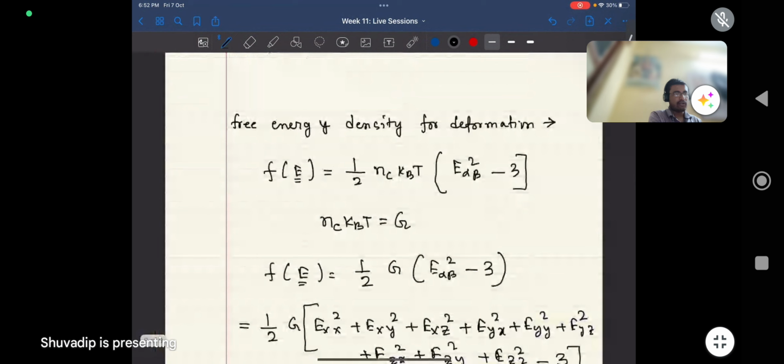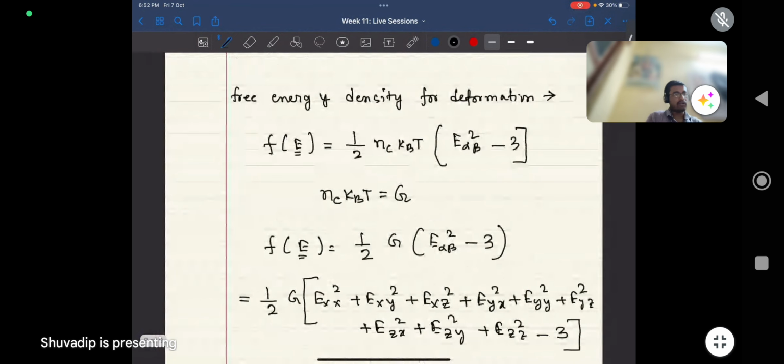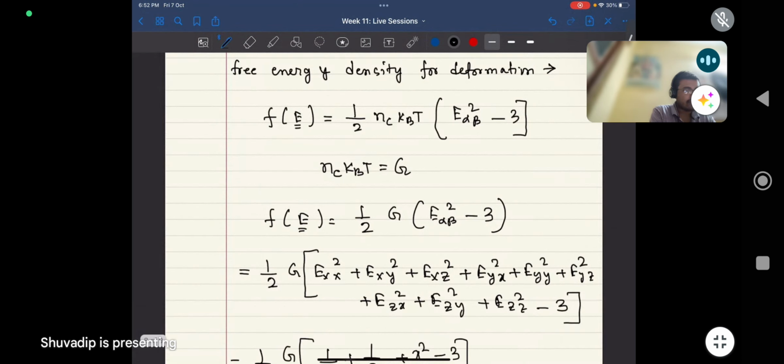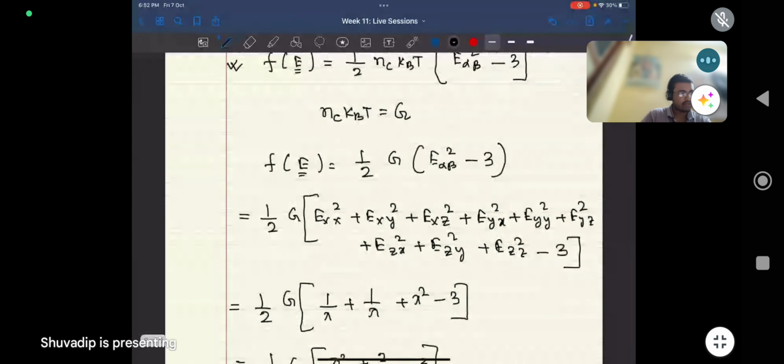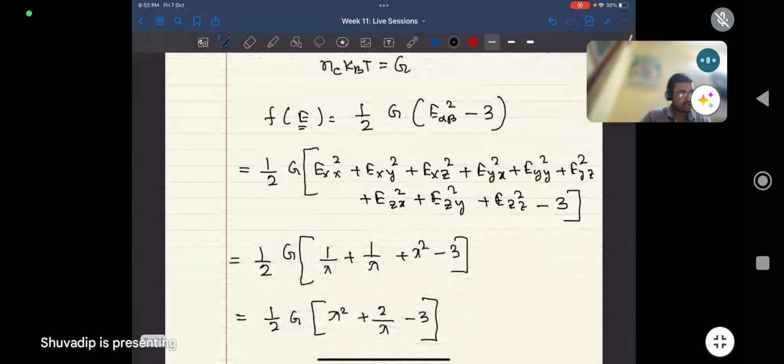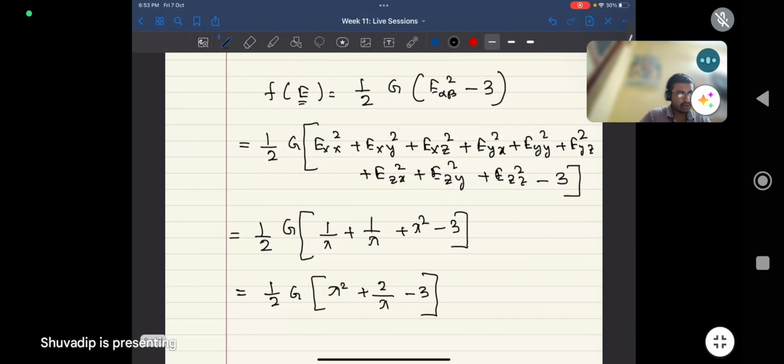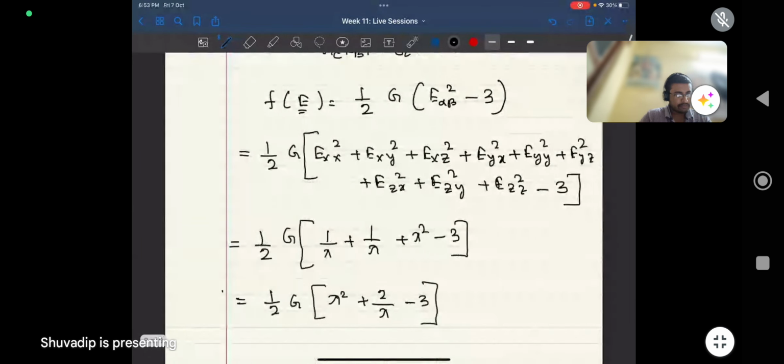Then we have used this formula of free energy, which is derived in the earlier lectures. You can see the lectures if you don't remember this formula. So if E is half G, this E alpha beta whole square minus 3. So we have put all the terms alpha E alpha beta. We got the relation between free energy and lambda.